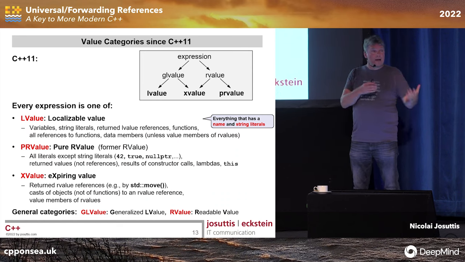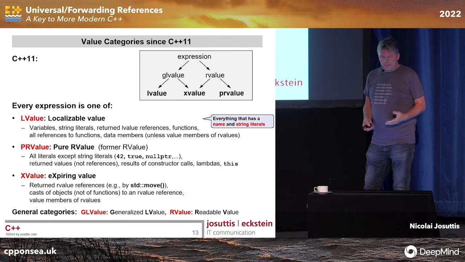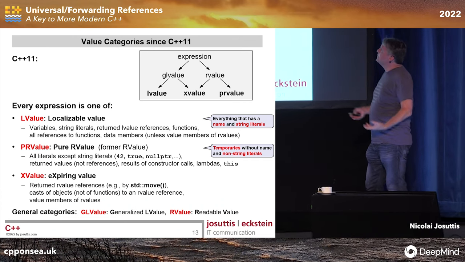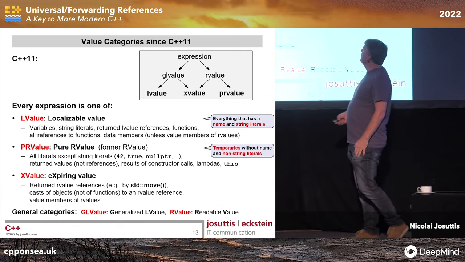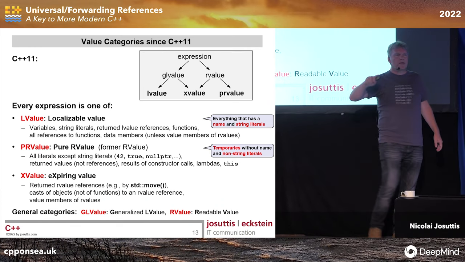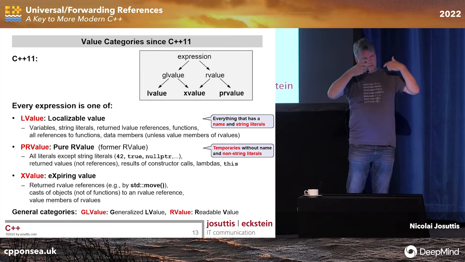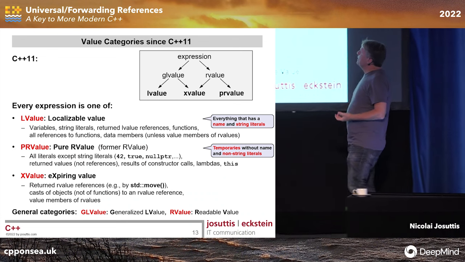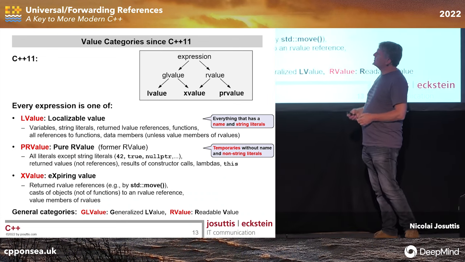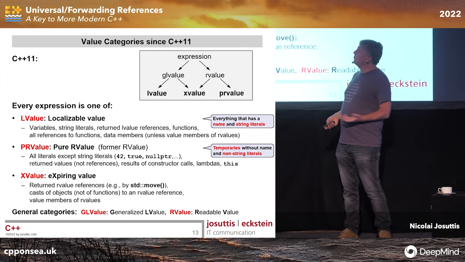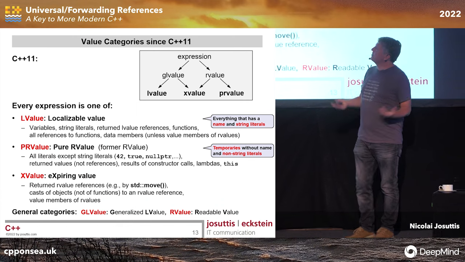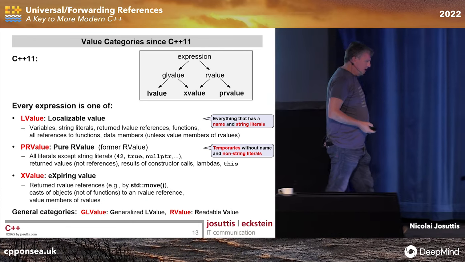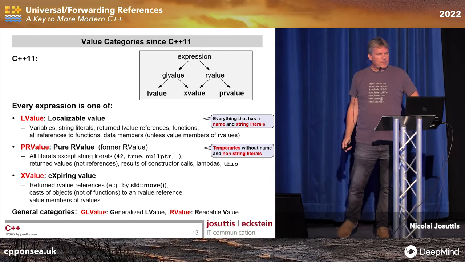Then we have PR values, everything else. What before C++11 was formerly called just an R value, they still are, because R value is a common term for that, but the PR values are all the other literals, and then we have some special rules: things that have no name, temporaries without a name, and a few other things like lambdas. If you create a lambda, that's an object of a class of a type deduced from the lambda, that's a PR value. The result of a constructor call too. And if you return by value, that's also a PR value, a temporary object without a name. If you return with a single ampersand, as an L value reference, it's an L value.